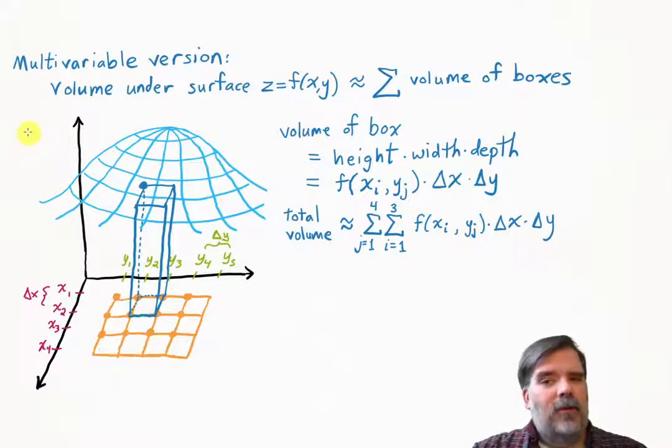Now in multivariable calculus, as we briefly mentioned before, we're going to be calculating the volume under a surface. So let's say this mountain shape is a graph of the surface of the multivariable function z equals f of x y. To calculate the volume underneath a surface, we'll approximate it as the sum of the volume of a series of boxes. The volume of each individual box can be calculated as the height of the box times the width of the box times the depth of the box.